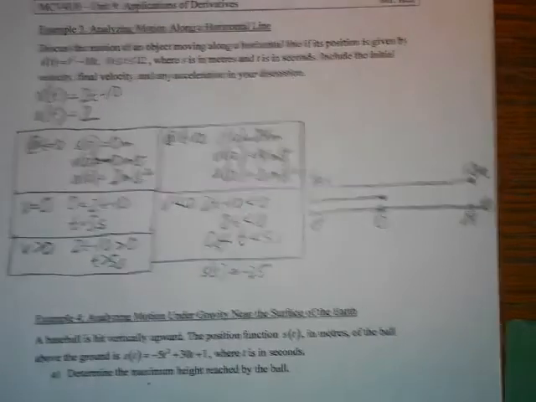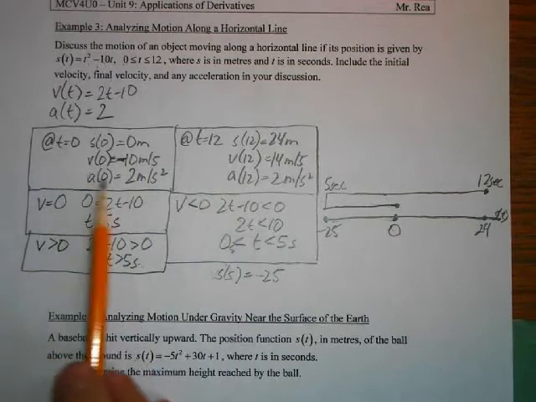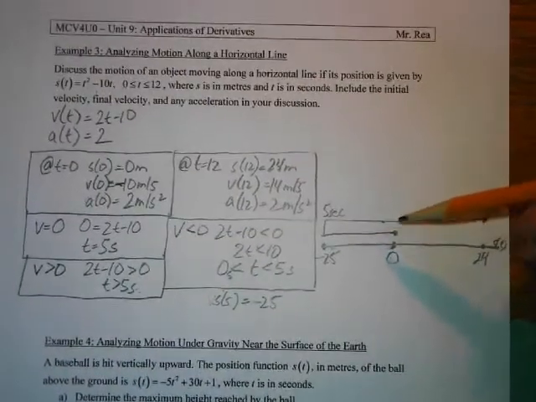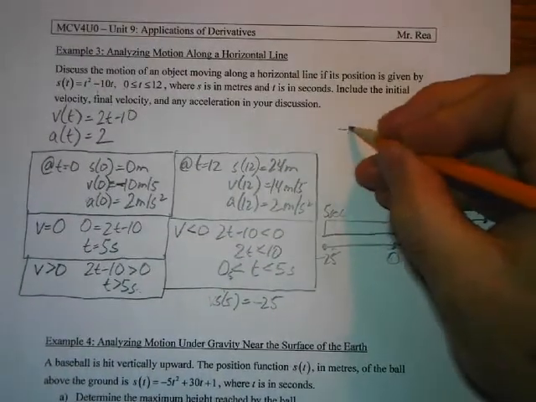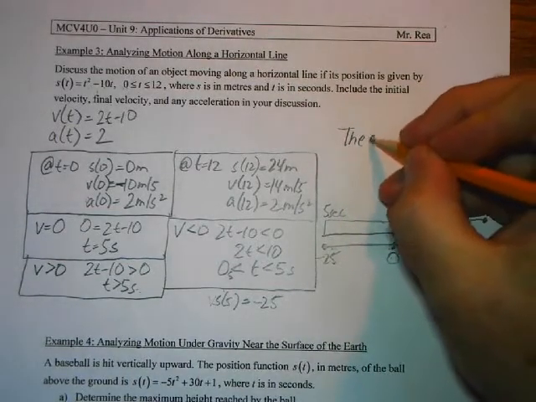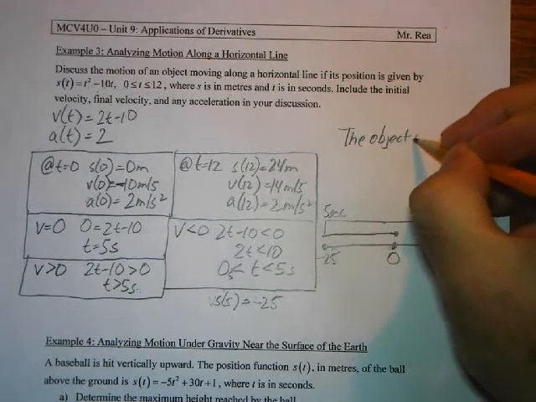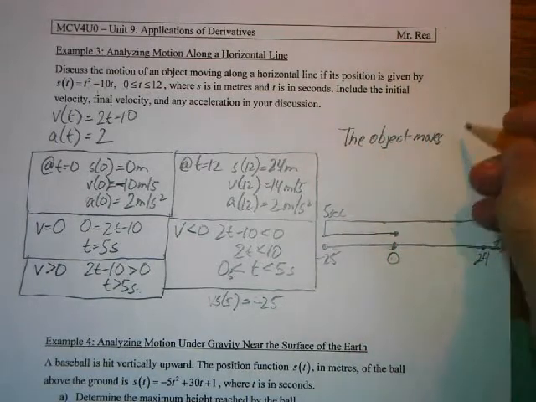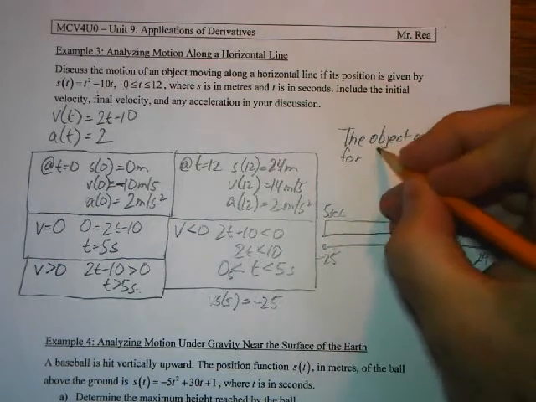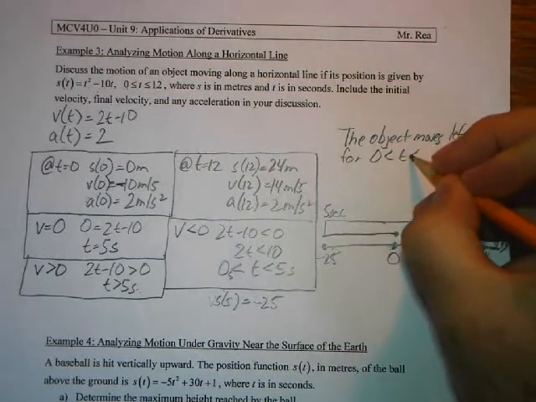Okay, now, like I said, this is a pretty open-ended question. All they really asked for was this information, but they wanted you to discuss it. So I guess I didn't really do a lot of discussing yet. Discuss means use words, which I always tell you guys. So the object moves left for t between 0 and 5 seconds.